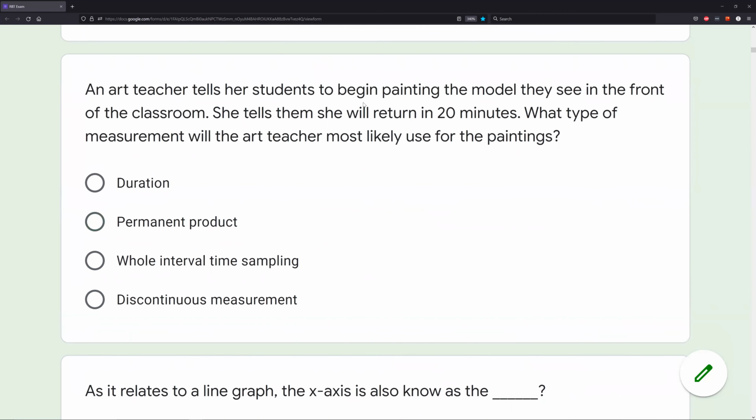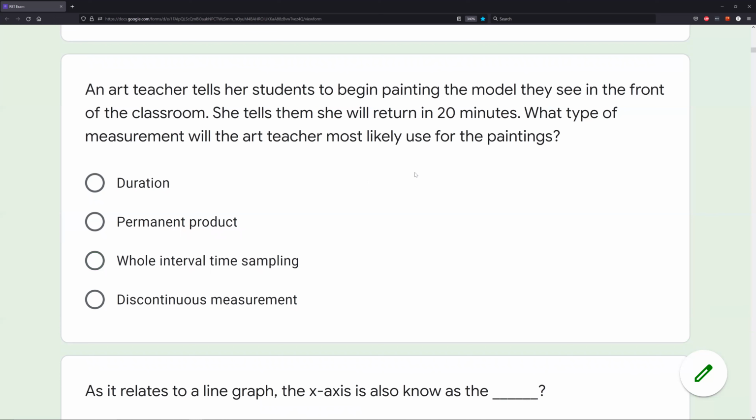An art teacher tells her students to begin painting the model they see in front of the classroom. She tells them she will return in 20 minutes. What type of measurement will the art teacher most likely use for the paintings? I think this one is pretty obvious, right? What's the giveaway? Well, the giveaway is she's going to return in 20 minutes.